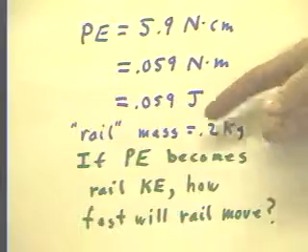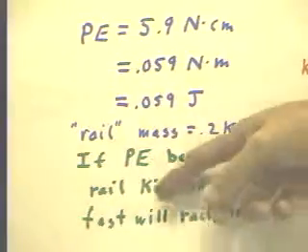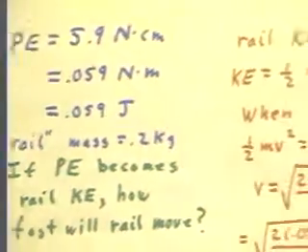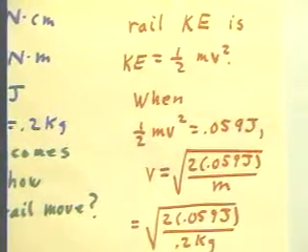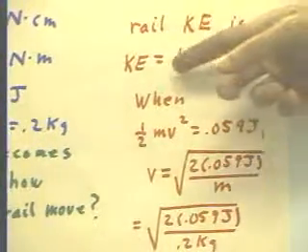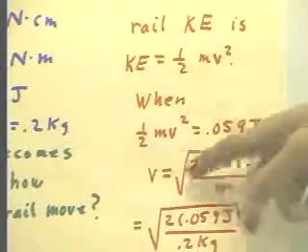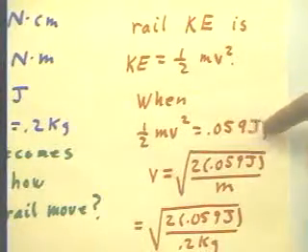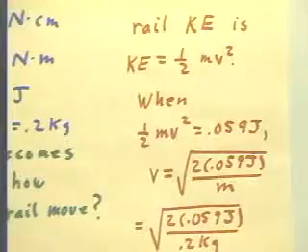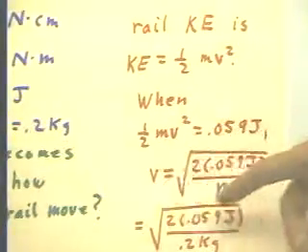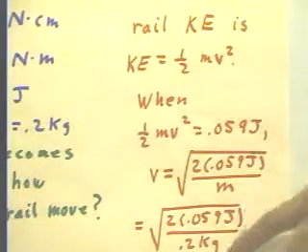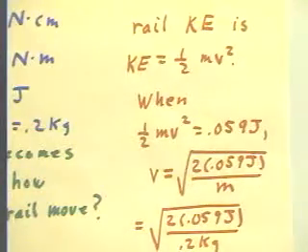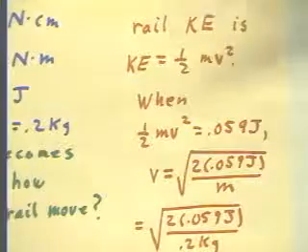Okay, well, we know the mass of the rail, and kinetic energy we know is 1/2 mv squared. So we know that the rail kinetic energy is 1/2 mv squared. So that when 1/2 mv squared is 0.059 joules, we can easily solve to see that v is going to be the square root of 2 times 0.059 joules over the mass. And if the mass is 0.2 kilograms, this is going to give us a velocity.